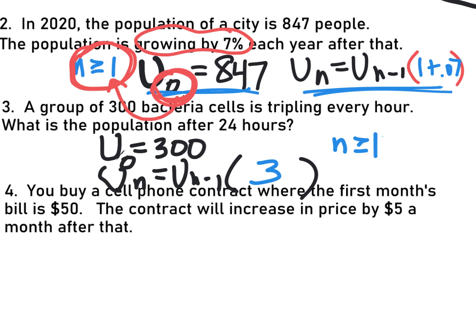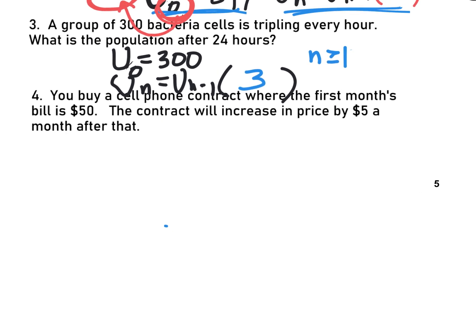Okay. All right. You buy a cell phone contract where the first month's bill is $50. Ooh. U sub 1 equals 50. Now, will anything happen between U0 and U1? The first month's bill is 50. Do you think that month 0 was more than 50 or less than 50? No, that doesn't make sense. I think we could start this with the U sub 1. But actually, if you had said U sub 0, I would have taken it because it's a real world problem. You can start with U sub 0 if you want to.